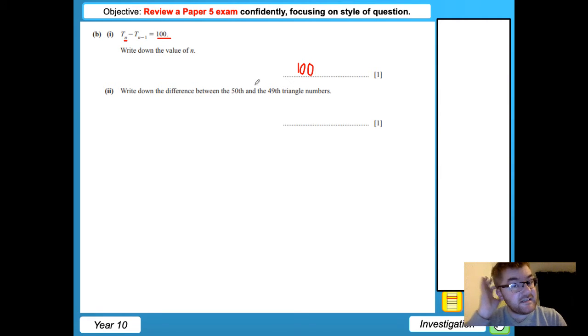And part 2 is exactly the same. So they ask you the difference between the 50th and 49th triangle number. So if you write that out, what they're asking for is T50 minus T49. Remember the word difference, this word here, means to subtract. So I'm going to write that in as well.